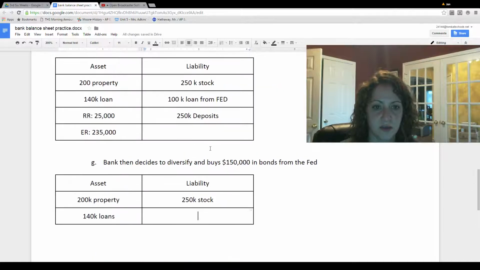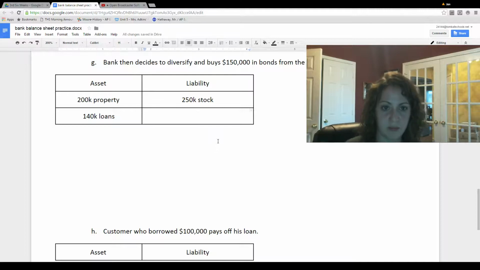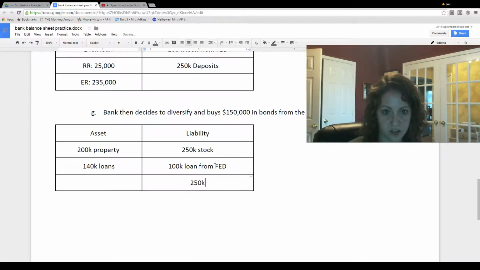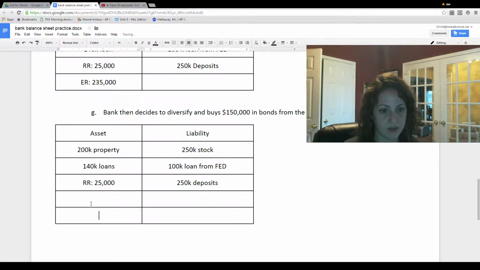It didn't say anything about deposits or loans from the Fed, so that's still the same. How much did we borrow from the Fed? We borrowed $100,000 from the Fed. So $100,000 loan from the Fed. We still have $250,000 in deposits, which means the required reserves are still 10% of that, so $25,000. Excess reserves is always going to be one of our last things that we do.